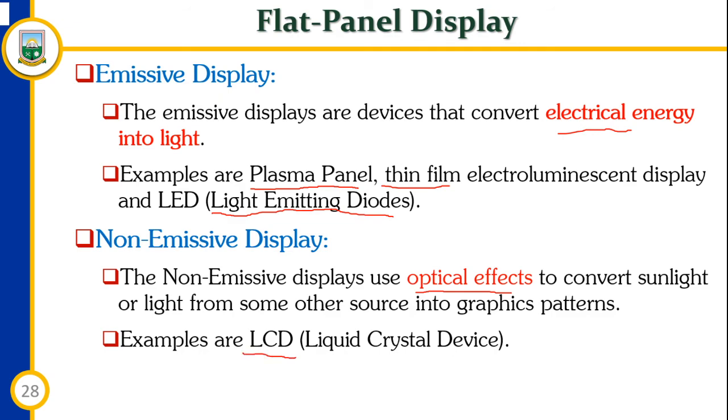So light from any source. So that is a liquid crystal display. It uses an optical effect to convert sunlight from a source in order to display the pattern of the graphics on the screen. So that is about the LCD. So this brings us to the end.